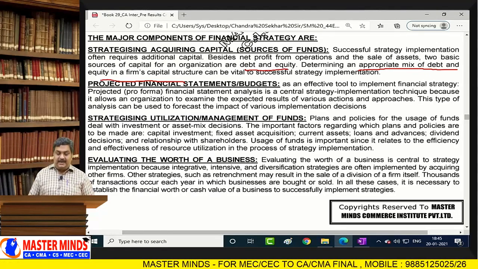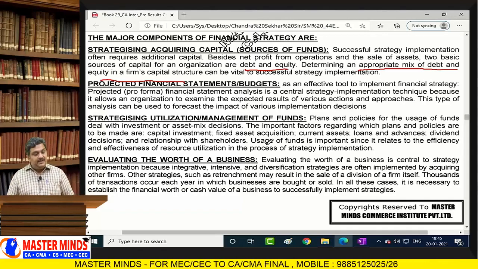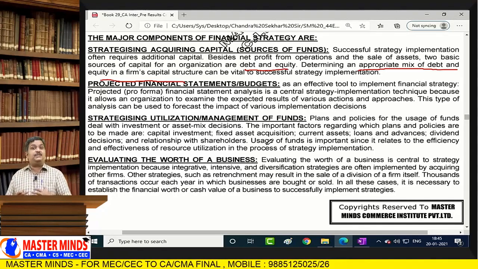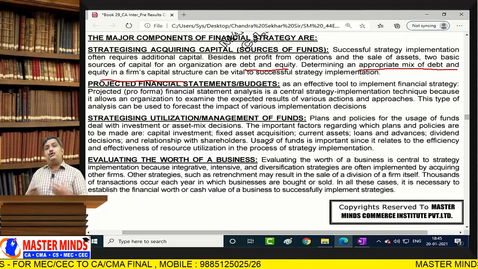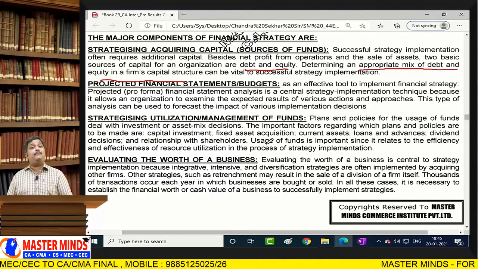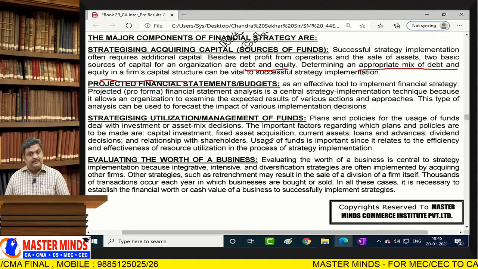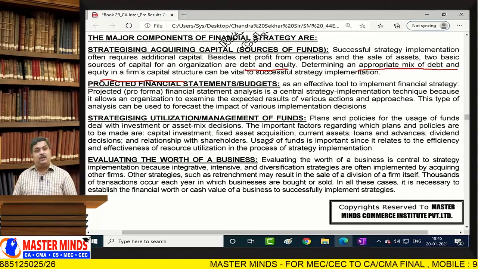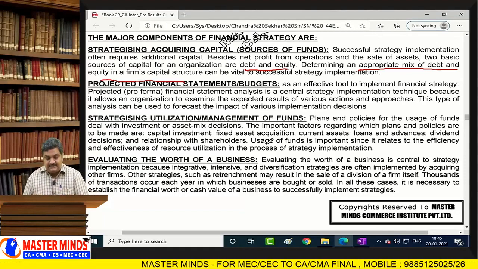And the second important component is projected financial statements or budgets. See, you have to analyze your budgets. Intensive screening of your budgets is very important, because if you don't analyze the budgets or if you don't make budgeted spending, a lot of financial resources will be wasted. And if funds are not available, you cannot implement your strategies. That is the reason the finance manager of the organization has to make a thorough analysis of the budgets.